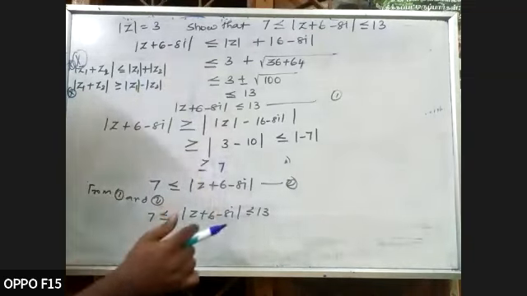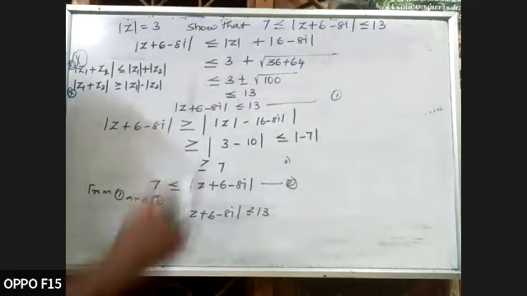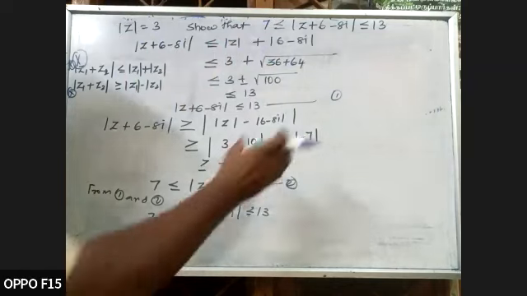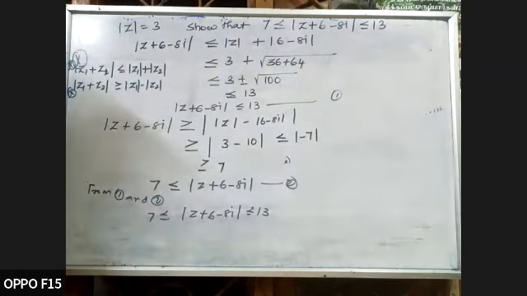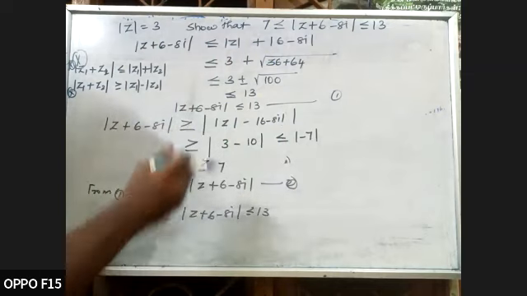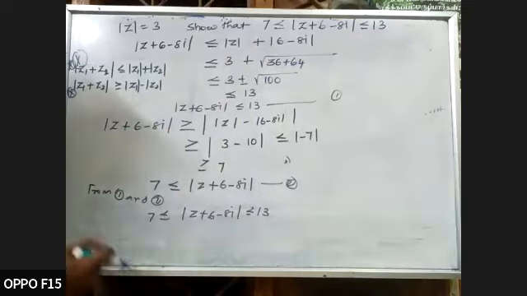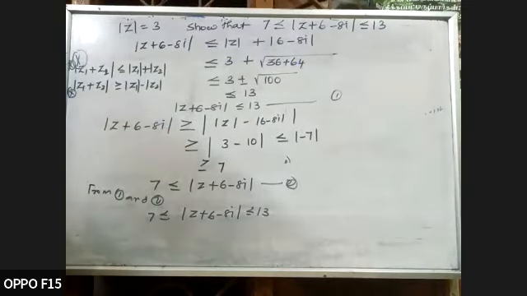Modulus of z is 3 minus modulus of 6 minus 8i, which equals 10. 3 minus 10 is equal to minus 7. Taking the absolute value, 7 is less than or equal to modulus of z plus 6 minus 8i. From 1 and 2, comparing, we get 7 is less than or equal to modulus of z plus 6 minus 8i, which is less than or equal to 13. Please take this down.